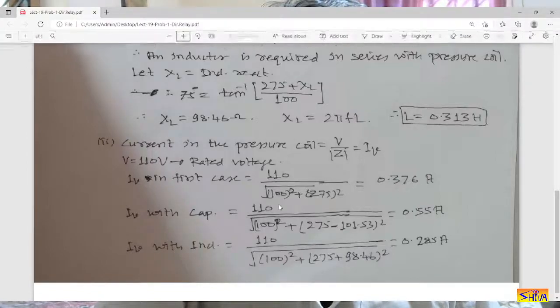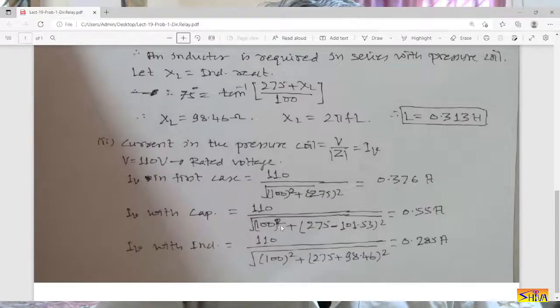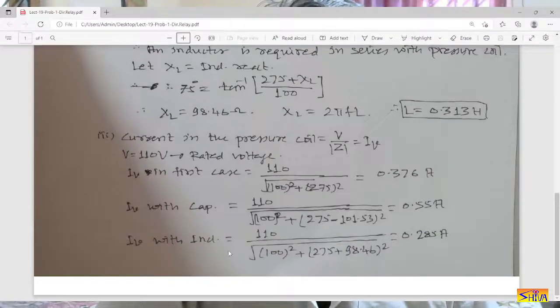With the capacitor, it is 110 divided by square root of 100 square plus the resultant reactance, 275 minus capacitive reactance, squared. So current is coming 0.55 amperes. Third case, with inductor, 110 divided by square root of 100 square plus 275 plus inductive reactance, that is original reactance plus added inductive reactance, squared. So current is coming 0.285 amperes. So this is how the current is computed.